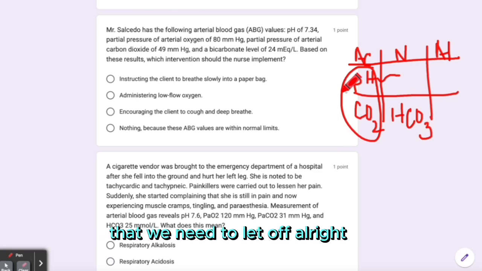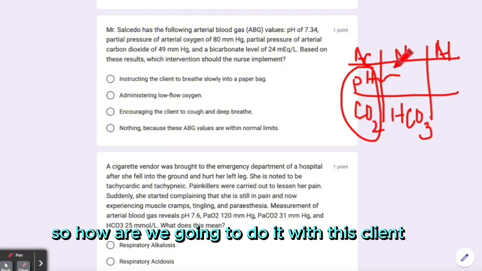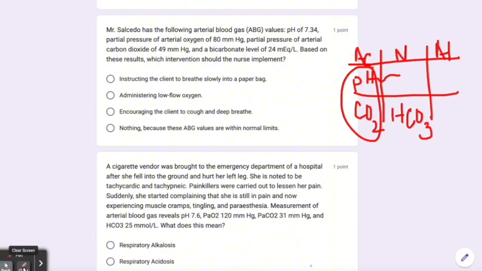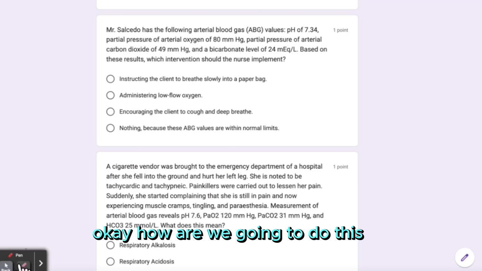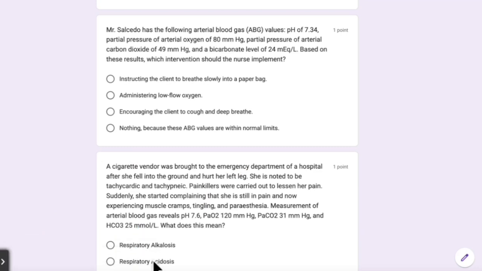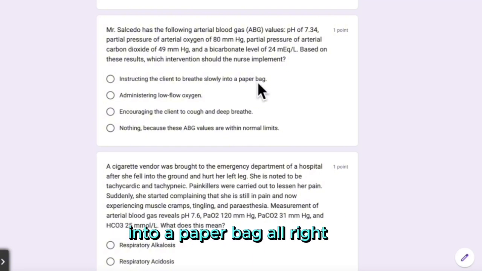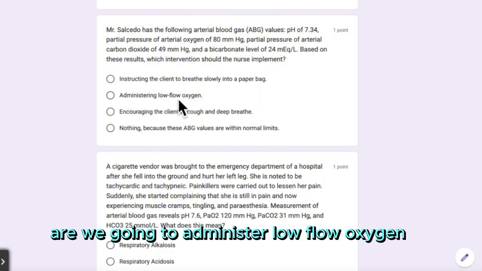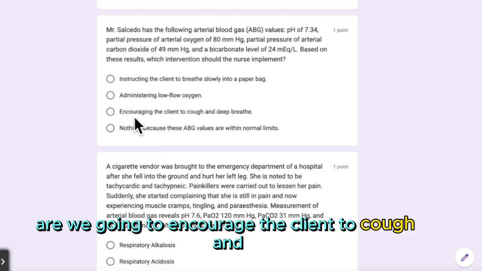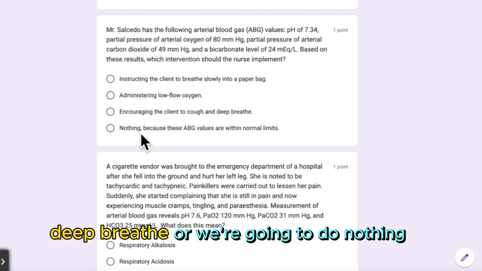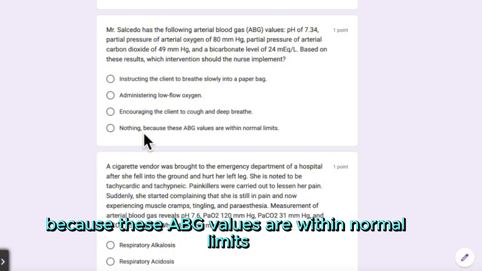Whenever we have respiratory acidosis, there's a buildup of carbonic acid in the lungs that we need to let off. We need to off gas in some way. So how are we going to do it with this client? Are we going to instruct the client to breathe slowly into a paper bag? Are we going to administer low flow oxygen? Are we going to encourage the client to cough and deep breathe? Or are we going to do nothing because these ABG values are within normal limits?